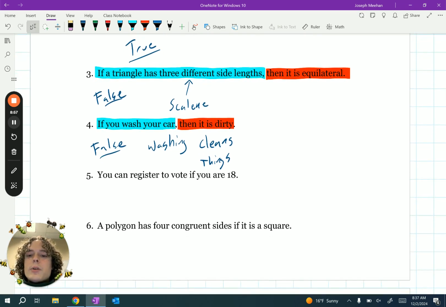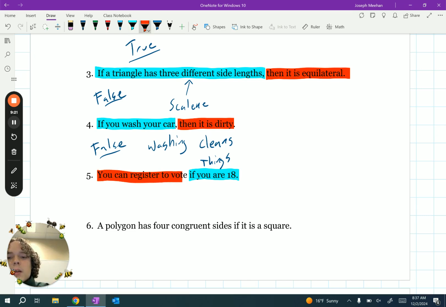All right, number 5 here, it says you can register to vote if you are 18. This is kind of a different style of writing than what we just looked at, right? The if isn't at the beginning. Where's the if at? The if is kind of in the middle here. So the if you are 18 part has to be the hypothesis. And then the rest of it has to be the conclusion. There's no then there, but the then is kind of implied.